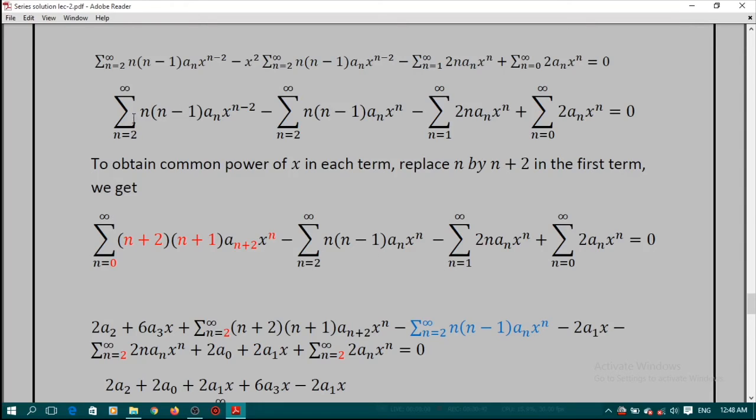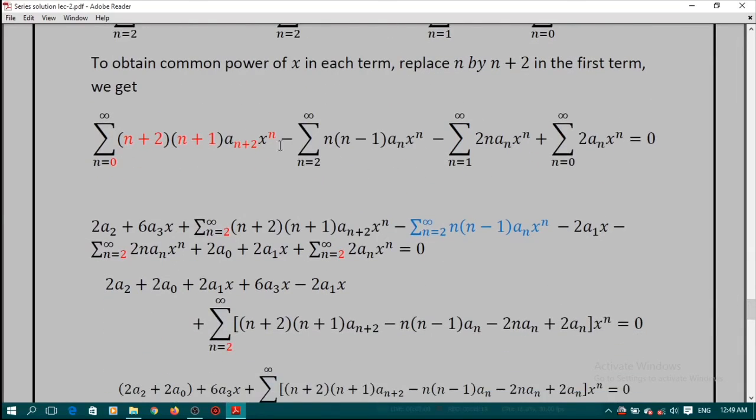So in the first summation, replace n by n plus 2. So we get summation n running from 0 to infinity, n plus 2 into n plus 1, a n plus 2 x raised to n, minus summation n running from 2 to infinity, n into n minus 1 into a n x raised to n, minus summation n running from 1 to infinity 2n a n x raised to n, plus summation n running from 0 to infinity 2 a n x raised to n, that equals 0.